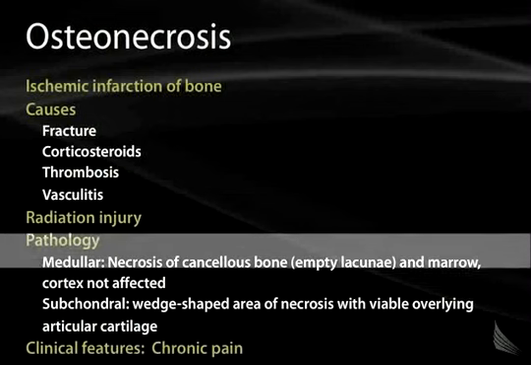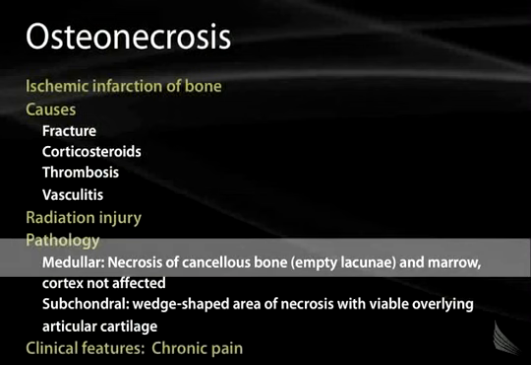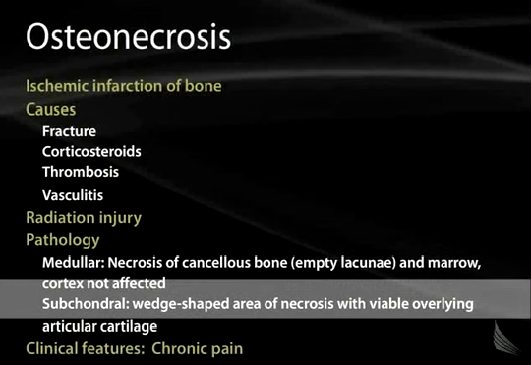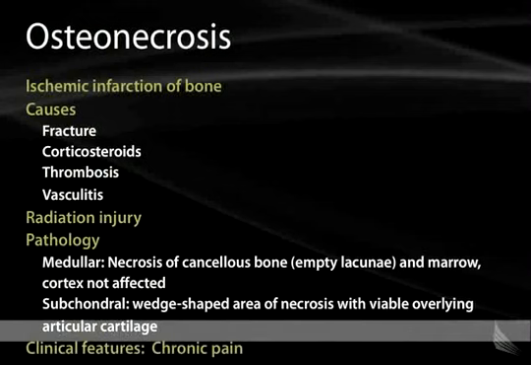The pathology in the medullary cavity will show necrosis of the cancellous bone and the surrounding marrow, but the thing to note is that the cortex will generally not be affected. Subchondral lesions will show wedge-shaped areas of necrosis with viable overlying articular cartilage. Clinically, the main thing is that these patients are going to present with chronic pain.